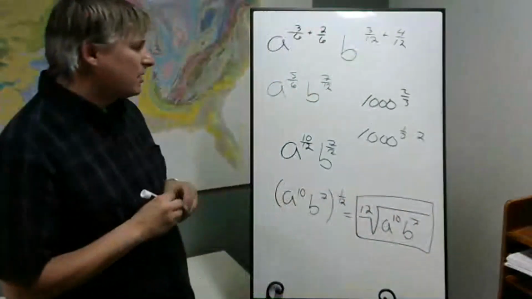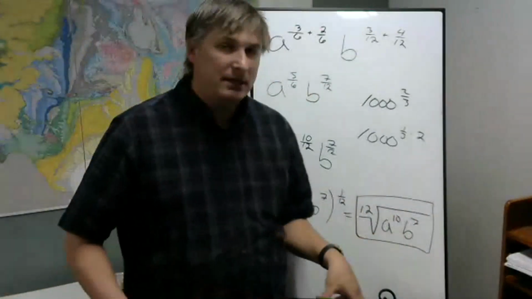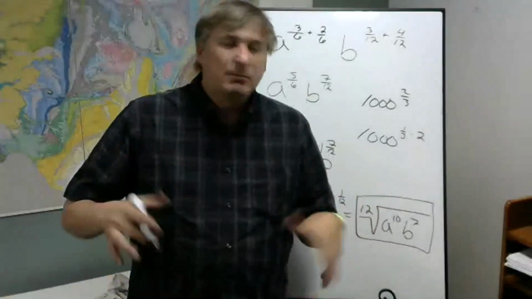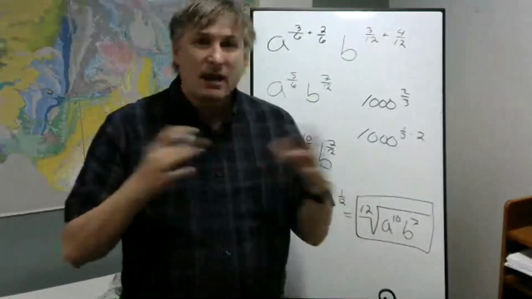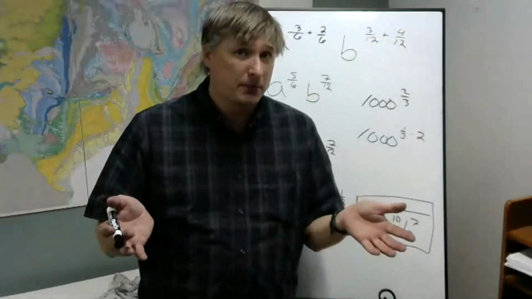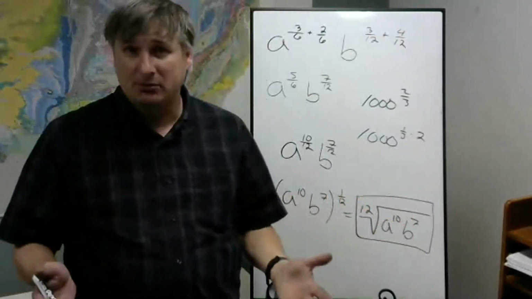Now, again, for all these problems, we're assuming that A and B are all positive. Not just A, but B also, X, Y, everything here is going to be positive, all the variables. So we don't have to worry about any absolute values.